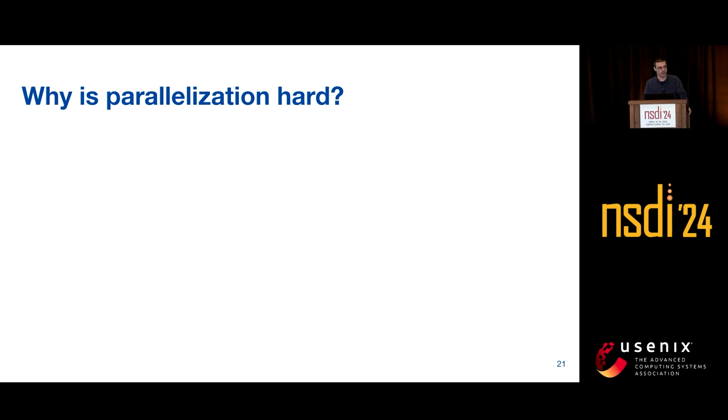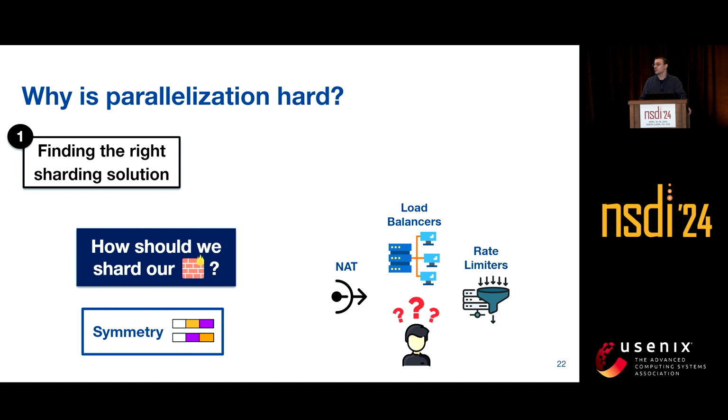So back to our question, why is parallelization hard? First of all, we need to know how to correctly partition state across cores in order to avoid synchronization altogether if possible. This is called sharding. And in the case of our firewall, there's a hint of symmetry in how this should be done. That is, packets from Alice to Bob and from Bob to Alice should be sent to the same core in order to avoid synchronization. But this quickly becomes very complex when you think about more complex network functions.